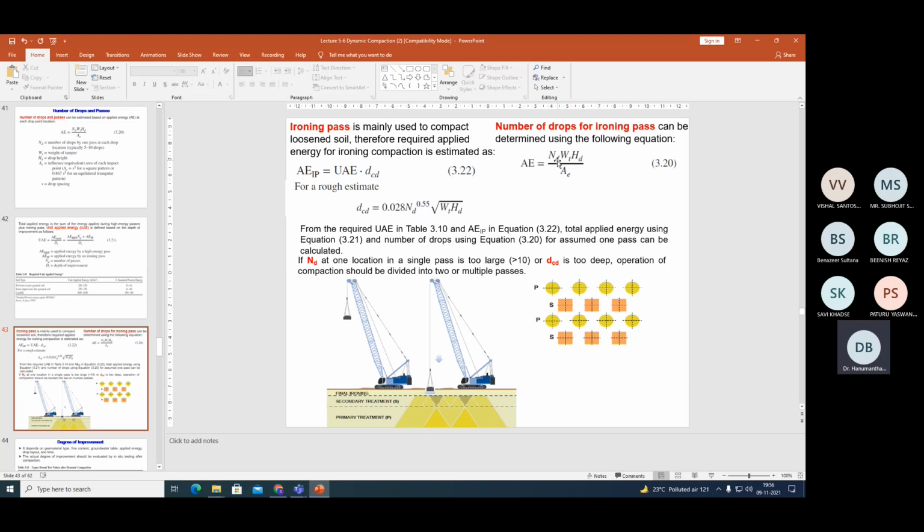When you have substituted applied energy into equation 3.2, if N D comes out greater than 10, instead of going for a single pass, you can divide that into two passes. For example, if you got 12 blows, in the first phase you apply 6 blows, and come again in a second phase with another 6 blows.